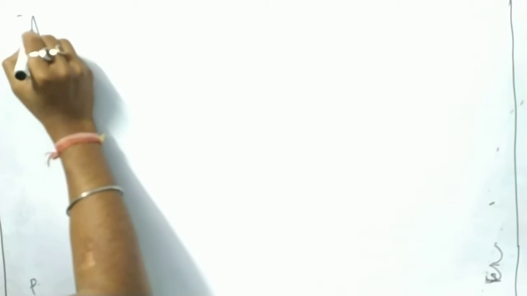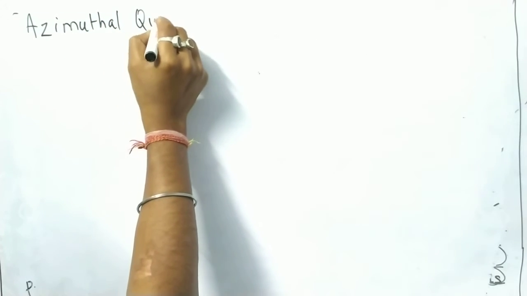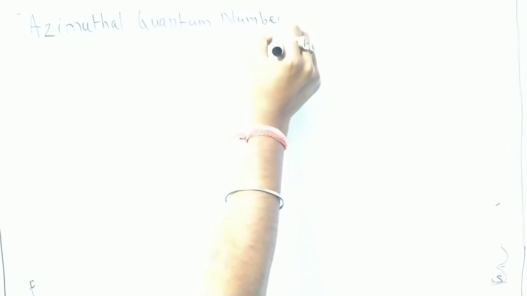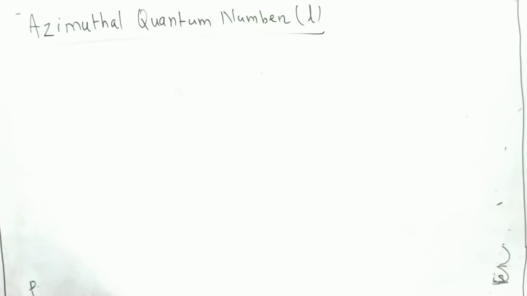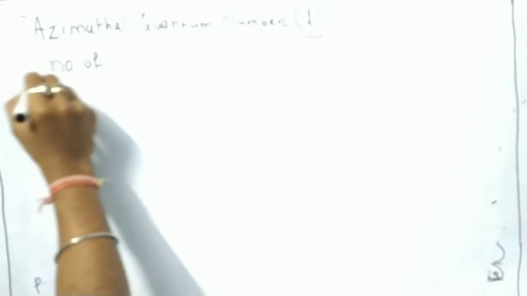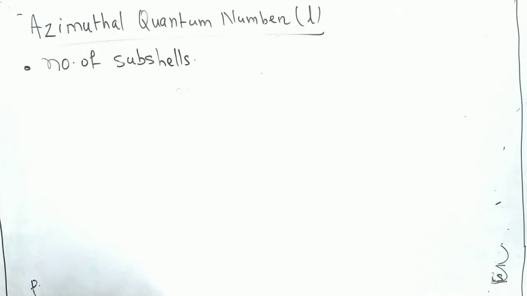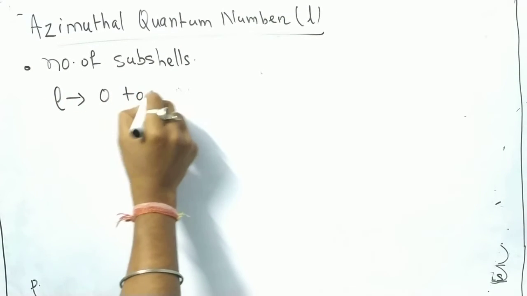Okay. Now we'll discuss the azimuthal quantum number. Okay, so we'll define the azimuthal quantum number. It is represented by small l. When n represents the number of shells, l represents the number of subshells. Clear this point? Number of subshells. So the l value starts from 0 to n minus 1.